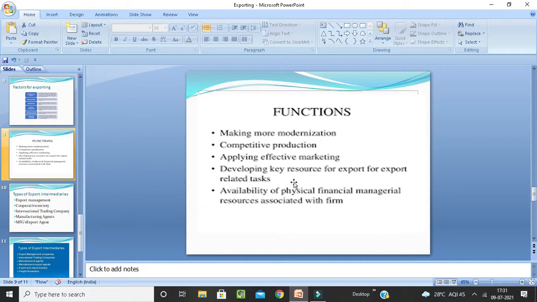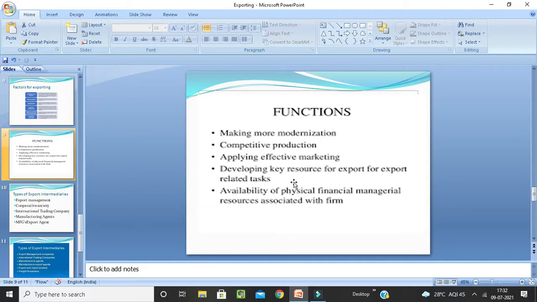Next one, developing key resources for export related tasks. Whatever key resources, raw materials they have, whatever quality, skill, professional human resources are with them, and whatever new technologies they are using, they export the goods. That means quality goods. In one word, I can say whatever quality goods are there for exporting, they are exporting related to the task which is required in another country or neighbor country.